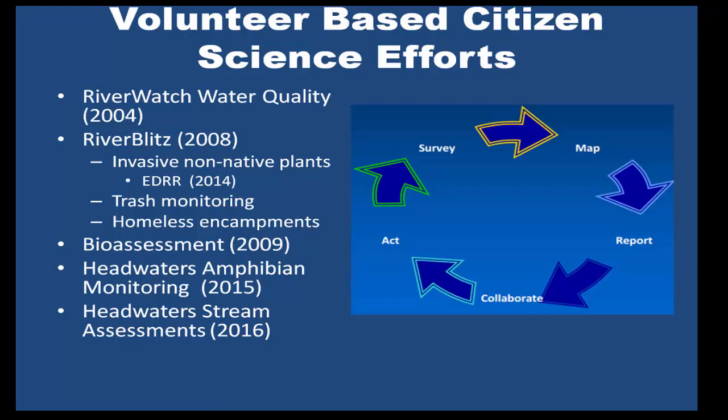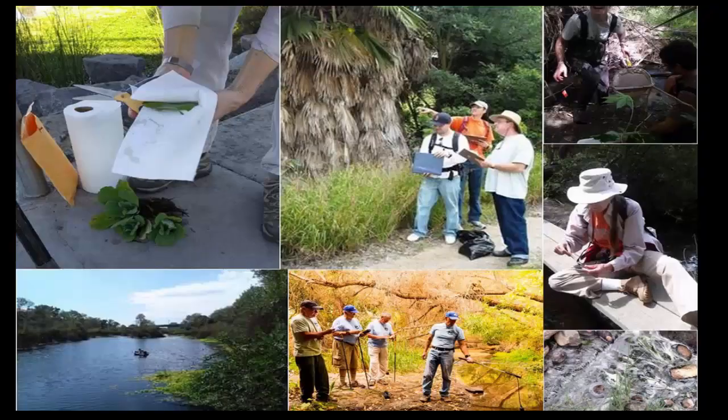Our goal through our citizen science programs is to engage the public in collecting data, educate them, and also provide this information to decision makers, stakeholders, and the public so that they can know what the health of the San Diego River is. Here's some of our programs in action: bioassessment, water quality monitoring, and invasive non-native plant surveys that we're doing with our volunteers.